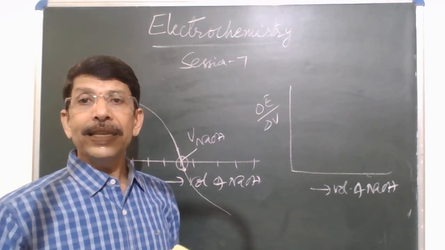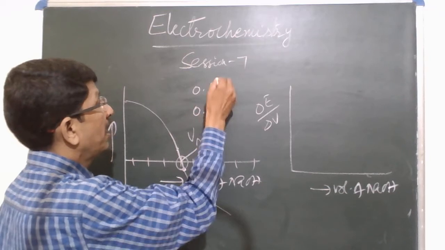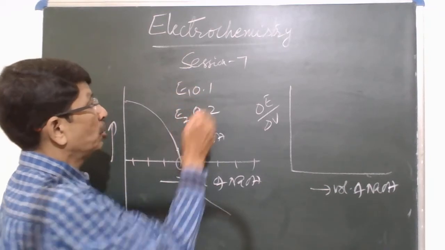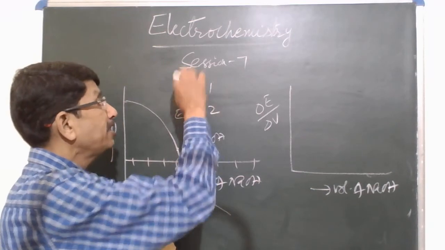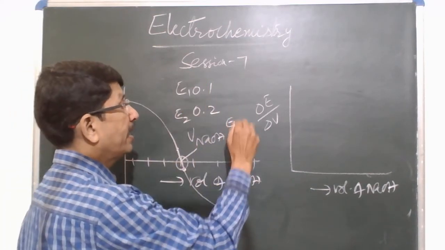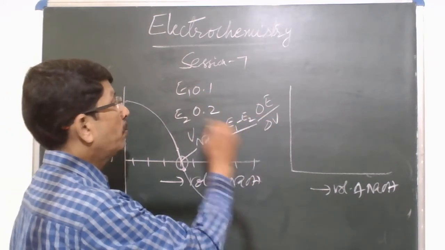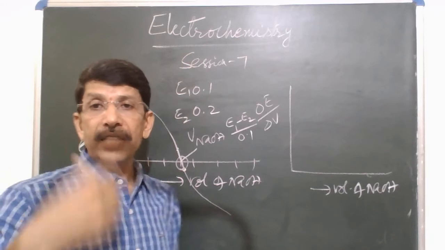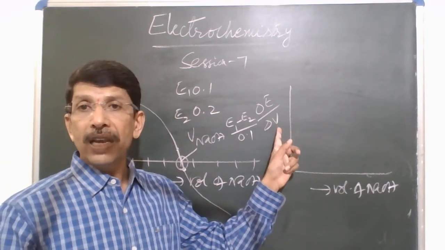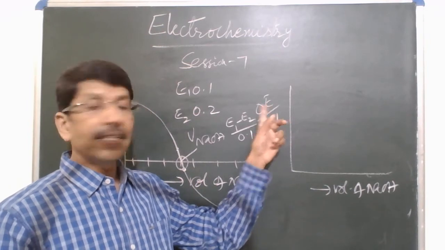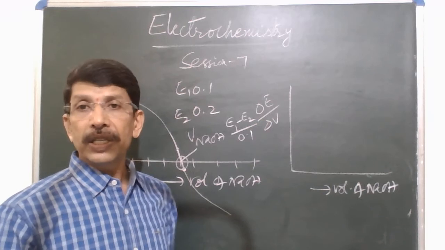What is delta E? Change in EMF. For example, we have added 0.1 ml and 0.2 ml; if this is E1 and this is E2, upon adding 0.1 ml of NaOH, what is the change in EMF observed? Since EMF is decreasing here, I can write it as E1 minus E2 by delta V, where delta V is 0.1. Each time we are adding 0.1 ml, so delta V for each value is 0.1. You can determine delta E, that is E1 minus E2. So this is called the first derivative graph.